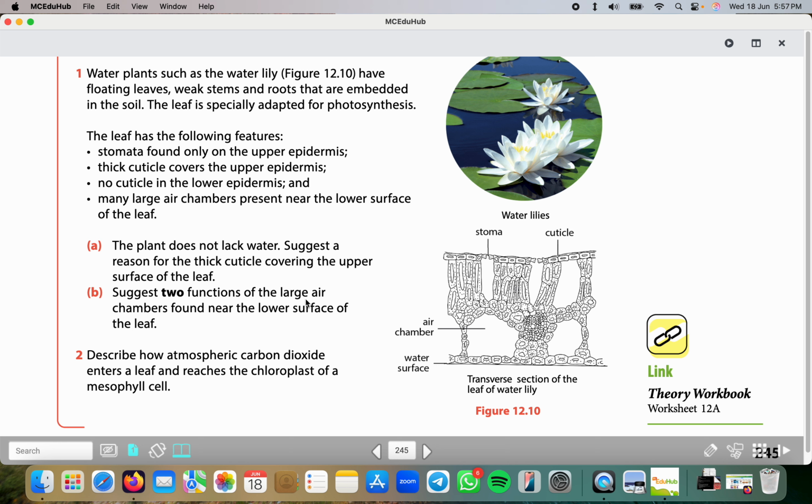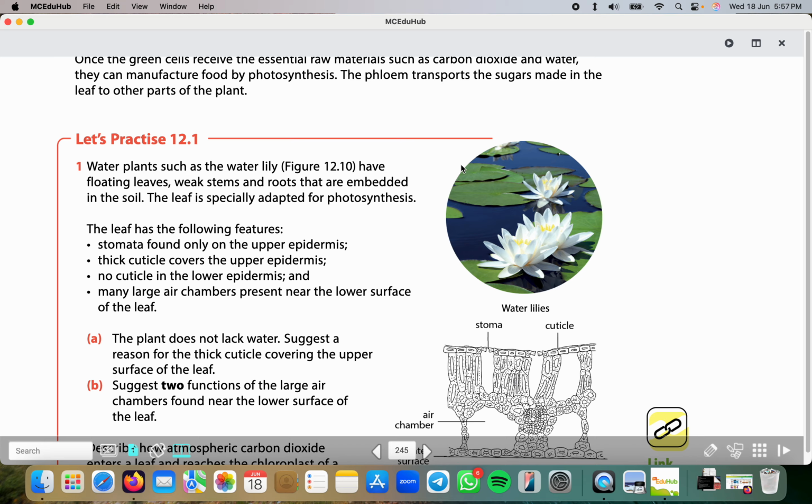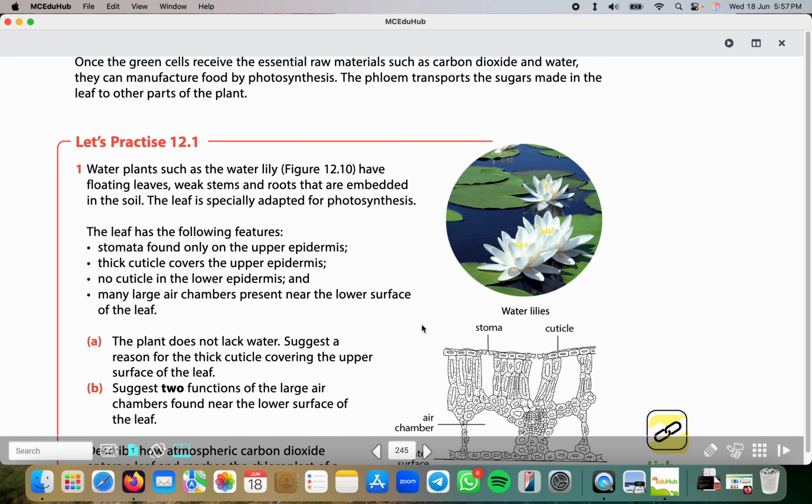Suggest two functions of the large air chambers found near the lower surface of the leaf. Okay, first function, where you got air that would decrease the density of the leaf and allow it to float. Secondly, it also allows the plant to trap more carbon dioxide inside the air chamber so that the plant can do photosynthesis more effectively. Okay, so describe how atmospheric carbon dioxide enters the leaf and reaches the chloroplast of the mesophyll cell. Again, we've talked about that in the previous section, so I won't go back to it.